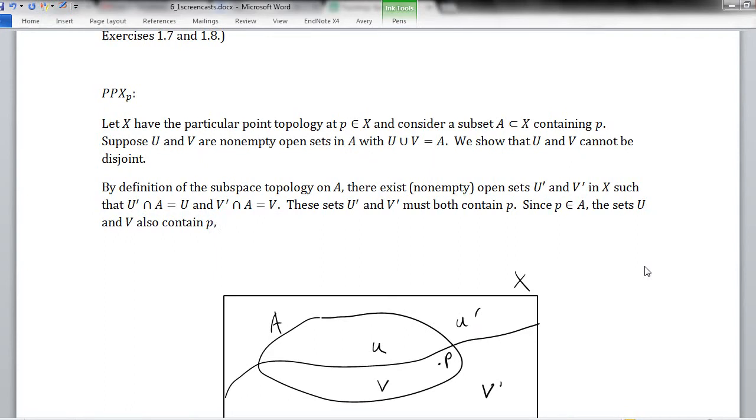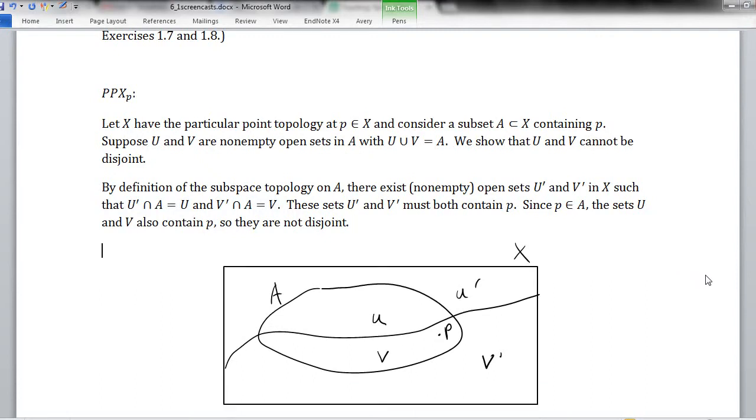Right, because P is in U prime intersect A and it's in V prime intersect A, so it's in U and V. So they, meaning U and V, are not disjoint. And that finishes the proof. So there can be no separation of A, and therefore A is connected.